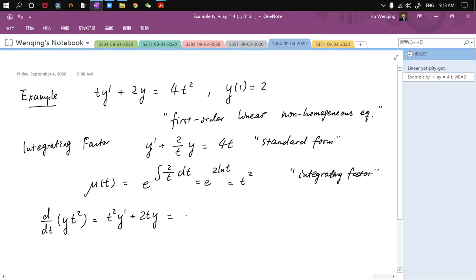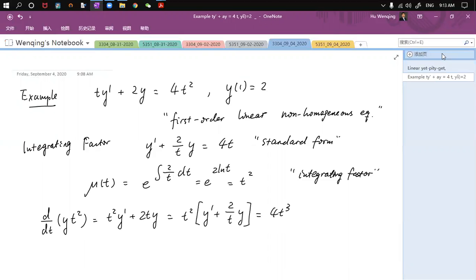So that's going to be t squared multiplied by y prime plus 2 over t of y. What's that? Well, t squared y prime plus 2t y is 4t cubed. Is that good for everybody? Right, so then you want to get a solution. So how do you find a solution there?